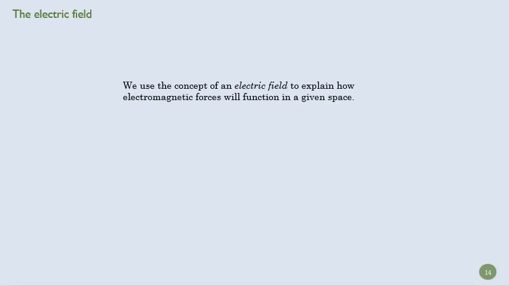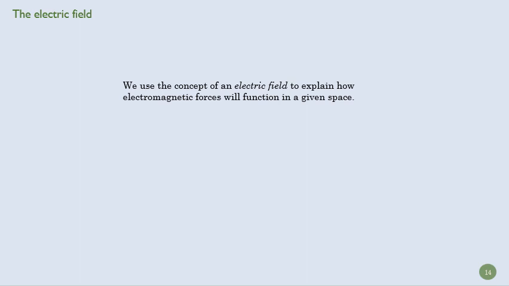All right. So we use the concept of an electric field to explain how magnetic forces will function in a given space. You might have heard the phrase gravitational field, right? It's the same idea. If a spaceship is in the sun's gravitational field, that means it's being affected by the gravity created by the sun. We're going to do the same thing.